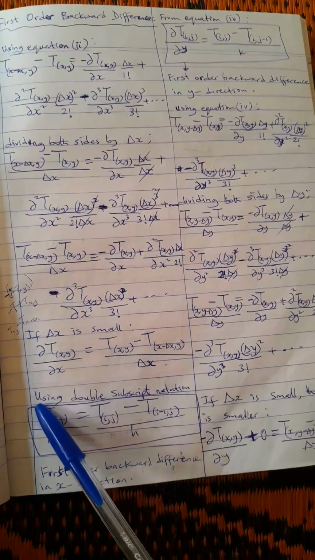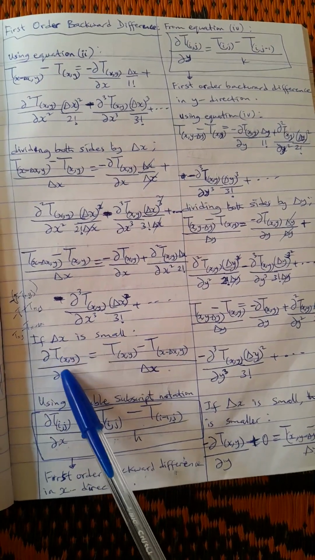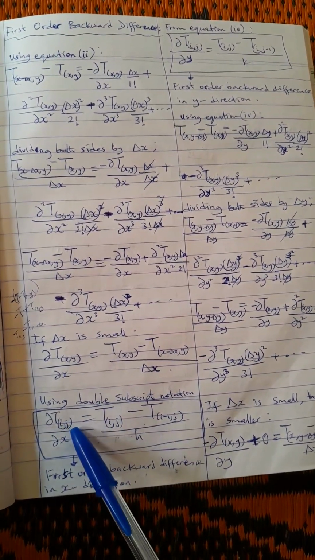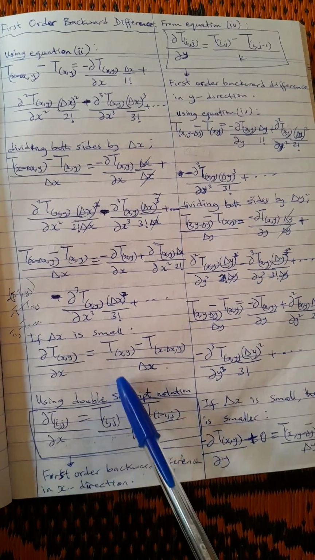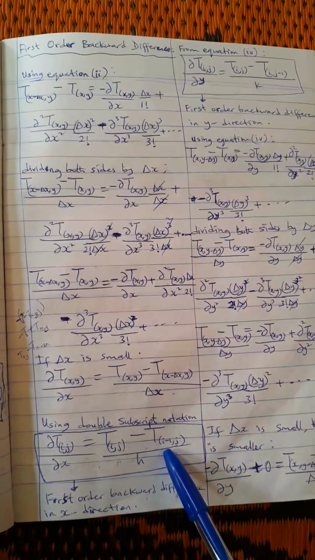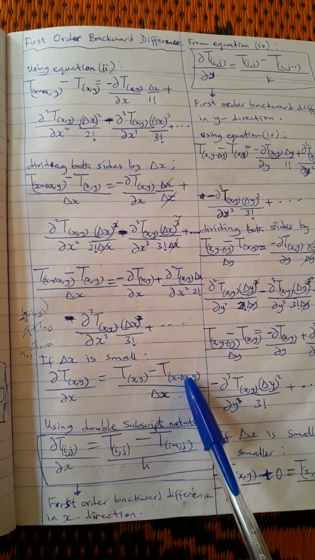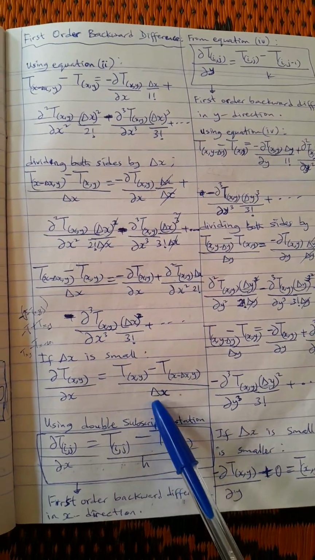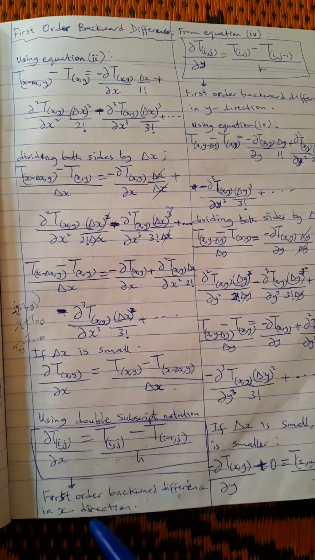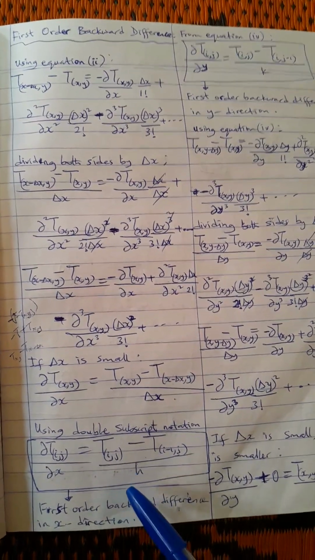So using the double subscript notation now, the answer will now be what? dT subscript S, Y, like this, is now I, J over dX equals T subscript I, J minus T subscript I minus 1, J over X minus delta S again, J. Your delta S is now H. This is the first order backward difference in your X direction. Backward difference. You see it's backward difference.